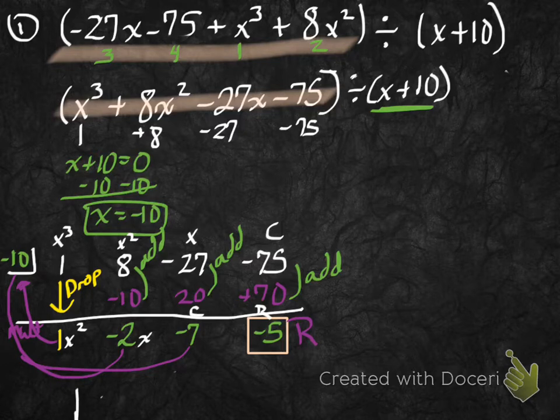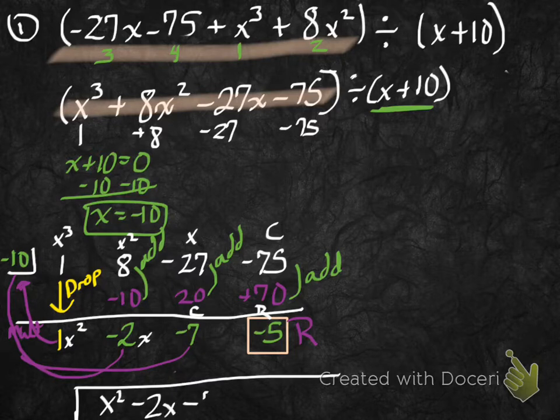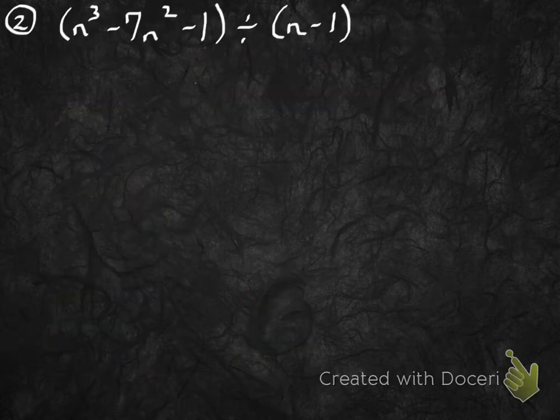So our answer will be x squared minus 2x minus 7 minus 5, because my remainder is negative, divided by x plus 10. And that's your answer. If that remainder is ever 0, that means it's a perfect factor. I'm doing ones for the first couple that are not going to end up with 0, and your homework is not going to end up with 0 either.